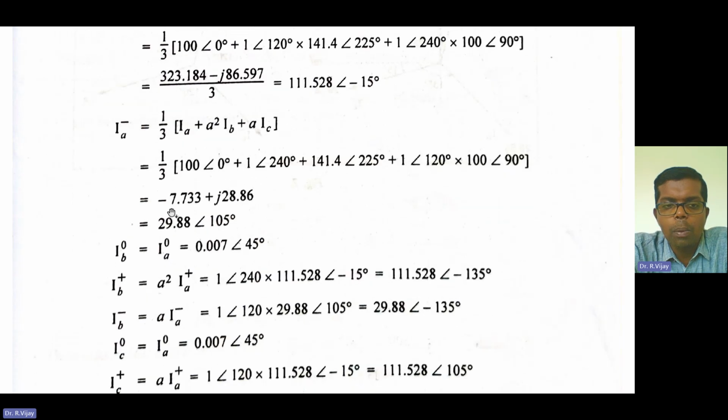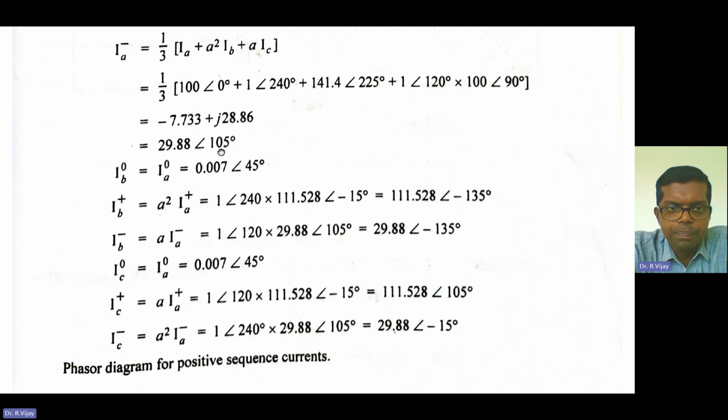You'll get the answer in the complex format as minus 7.733 plus J into 28.86. Just convert that again into the polar format. You will get the answer as 29.88 at the angle of 105 degree. Actually, what you need to do is convert this polar format into complex format, add all the things, and again convert this complex format into polar format. That is 29.88 at the angle of 105 degree.